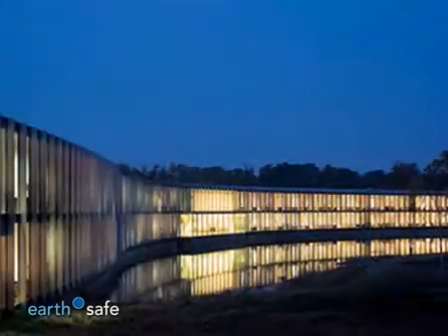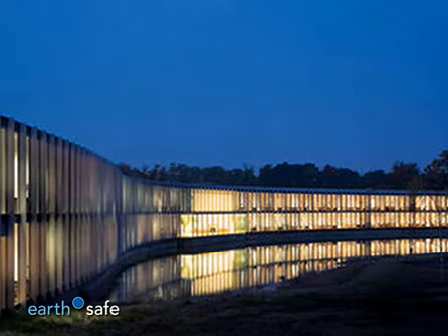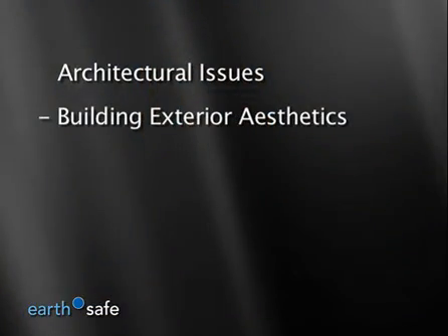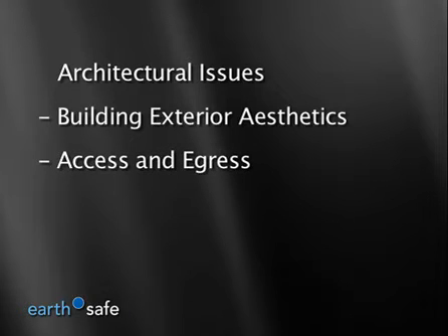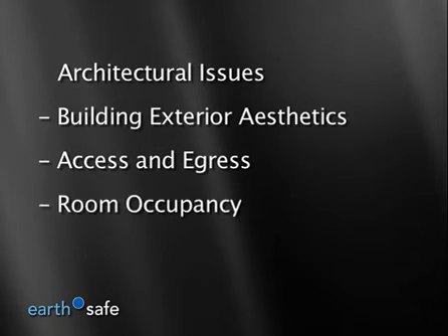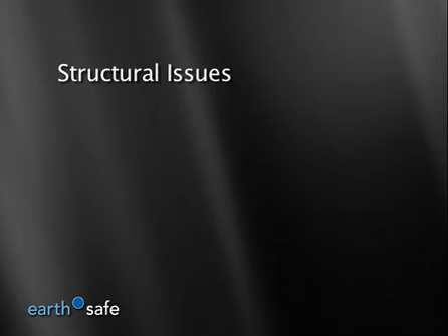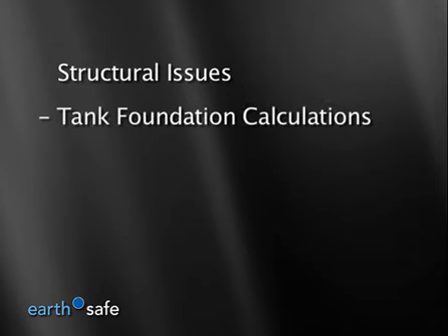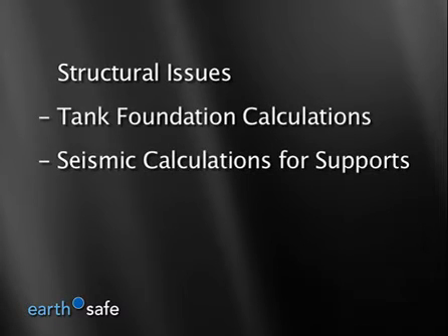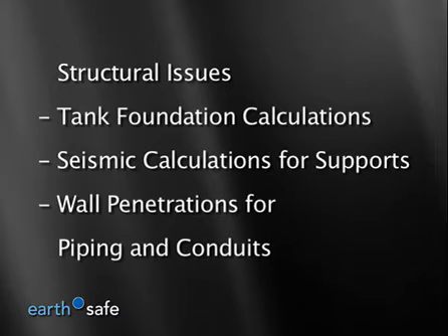Facilities with emergency power systems are critical and complex. A high level of coordination is required amongst the design team. You will need to deal with several integration issues. The architectural issues you need to worry about are building exterior aesthetics, access and egress, and room occupancy and fire rating. Structural issues include tank foundation calculations, seismic calculations for equipment supports, and wall penetration for piping and conduits.